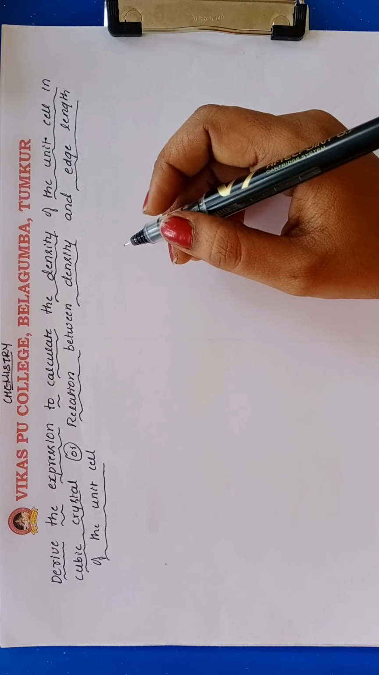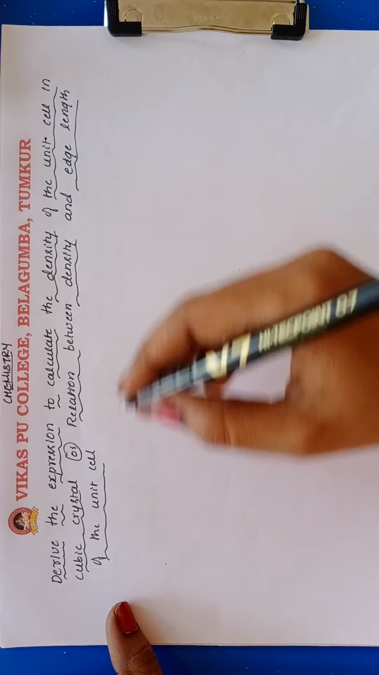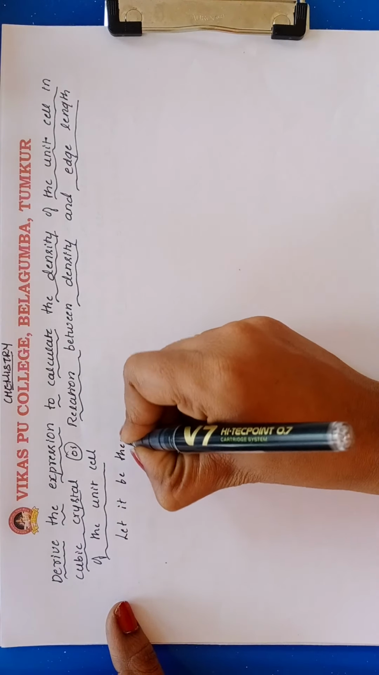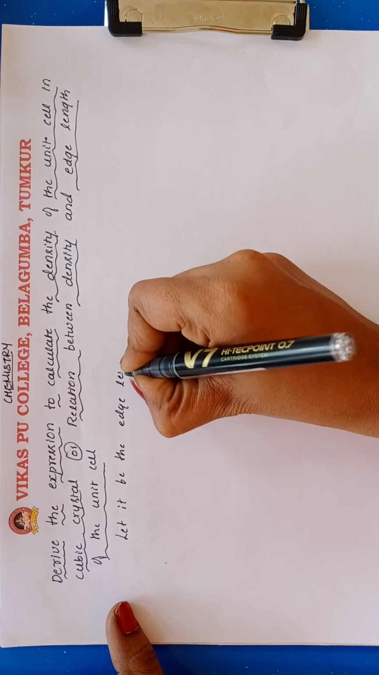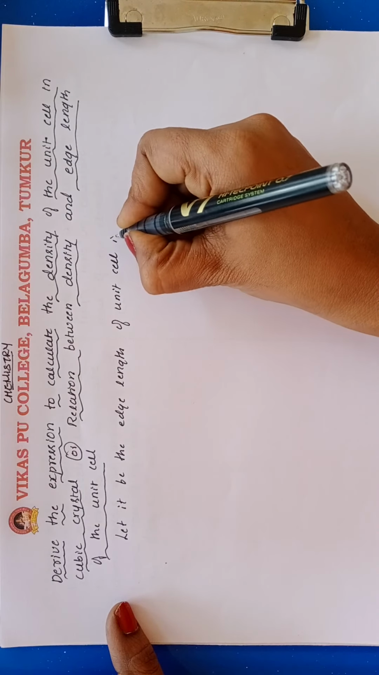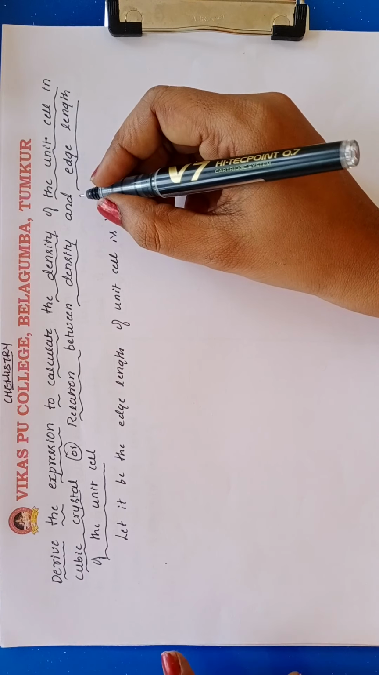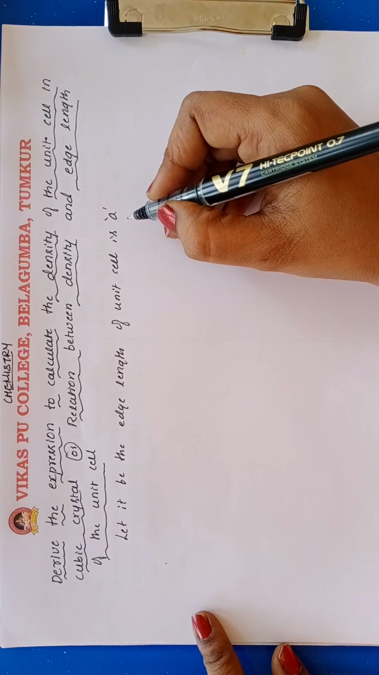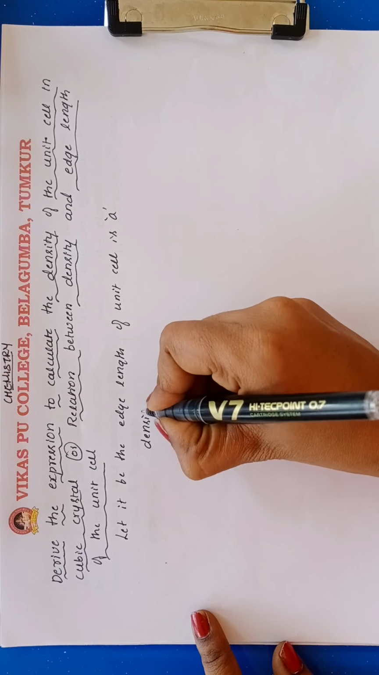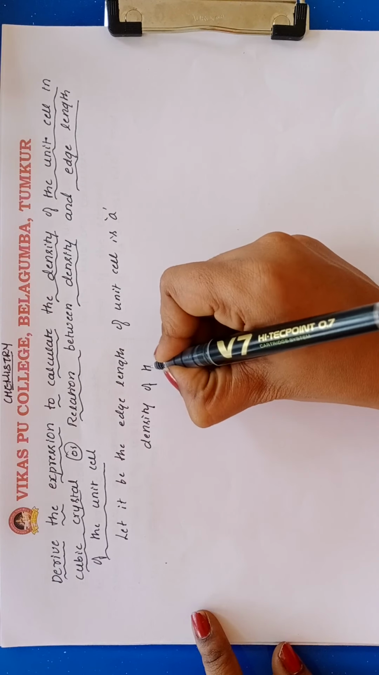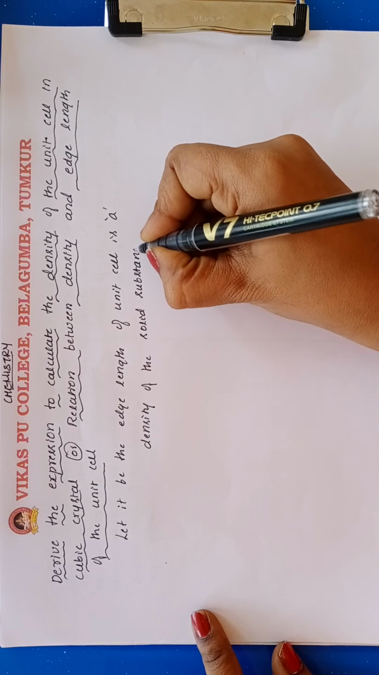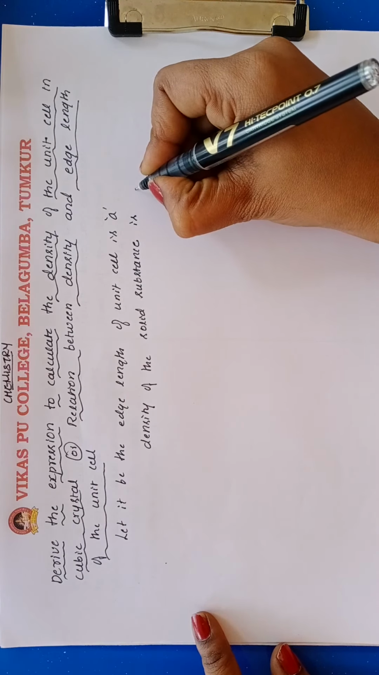First, let the edge length of the unit cell be a. The edge length of the unit cell we are going to take as a, and the density of the solid substance we are going to take as d.